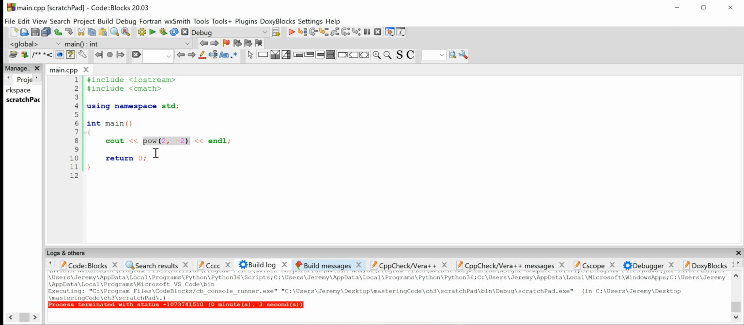So this function works just like exponents do in regular old math. And if you know how to use exponents well in regular old math, then you know how to use this function well. It's pretty straightforward.